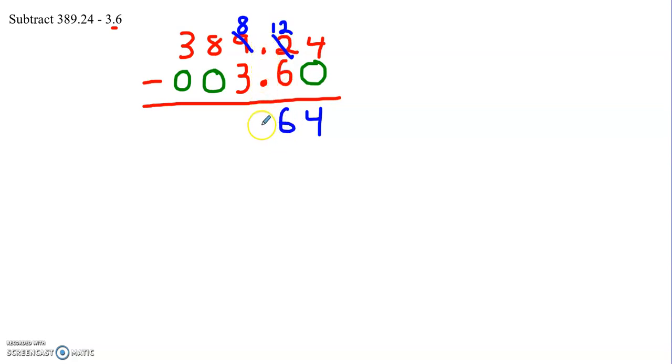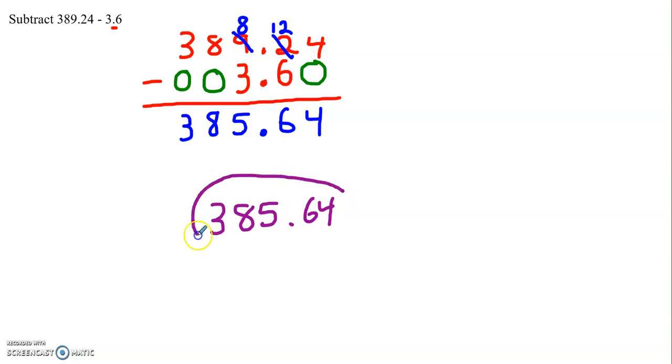I reached my decimal, so I'm just bringing that straight down. 8 minus 3 is 5. 8 minus 0 is 8. And 3 minus 0 is 3. Giving me my final answer of 385 and 64 hundredths. That's my final answer, so I need to circle it.